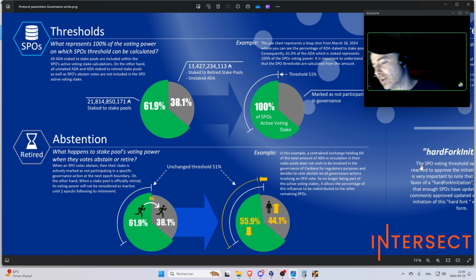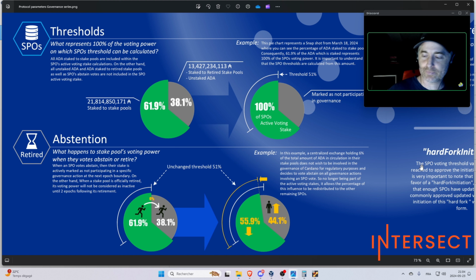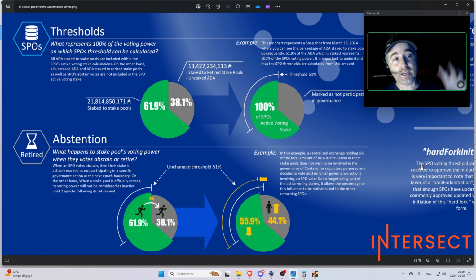It bugs me that the SPOs are able to vote with their total delegation. No, you cannot. Okay, hold on. You cannot do that as a DRep. You cannot grab the stake of your stake pool and delegate the entirety of that to your own DRep. You can't do that. No, that's not what I was saying.